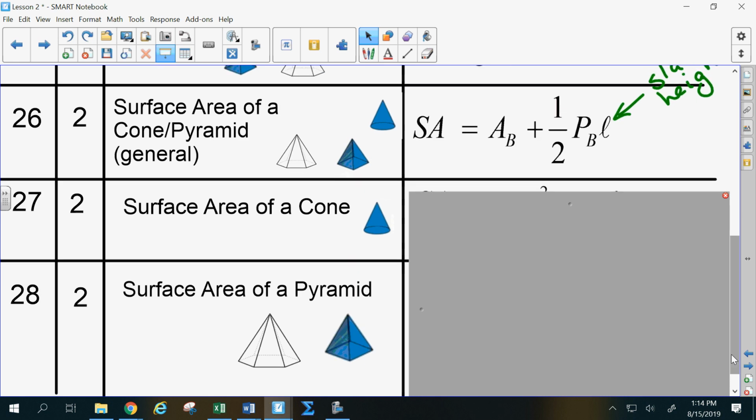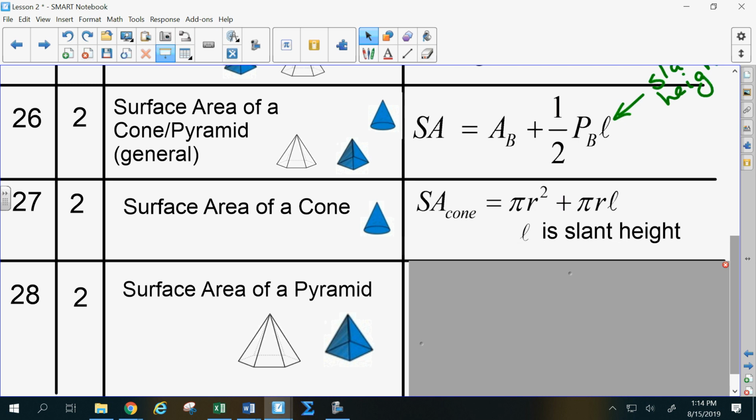Okay, do not try to memorize these next 2 formulas. All I want you to do is say, well, if it's a cone, I'm going to plug in the formula for the area of the base of a cone, the area of the circle. So I'm going to plug in pi r squared right here. I'm going to plug in the perimeter of the circle or circumference of the circle. If I put 2 pi r in here times 1/2, I just have pi r.